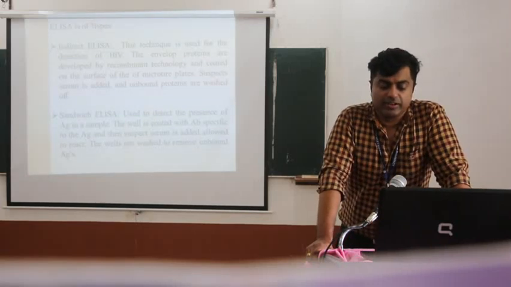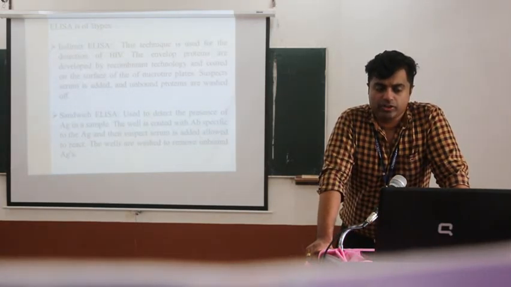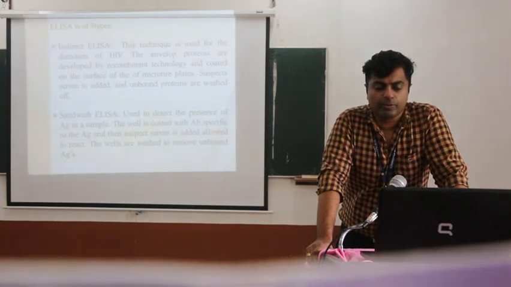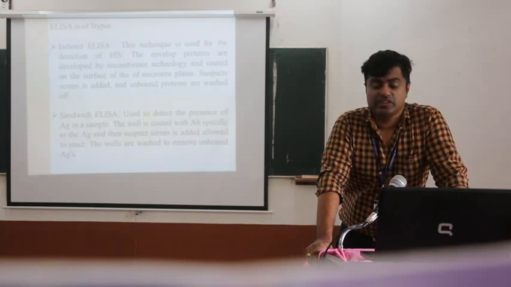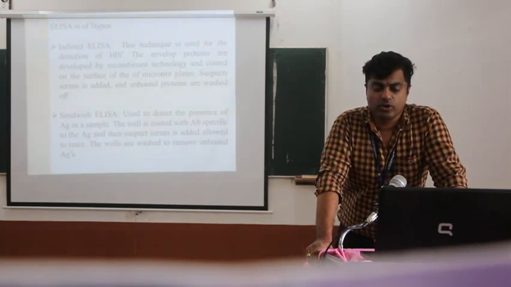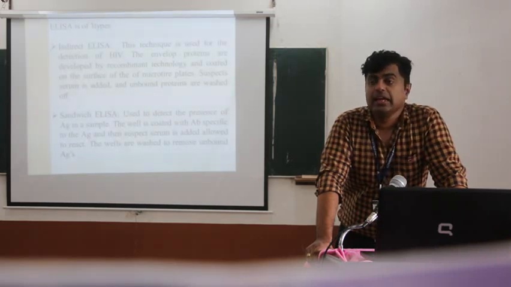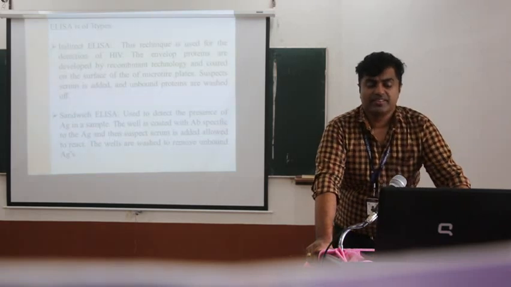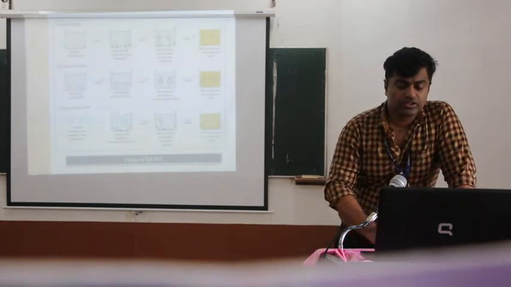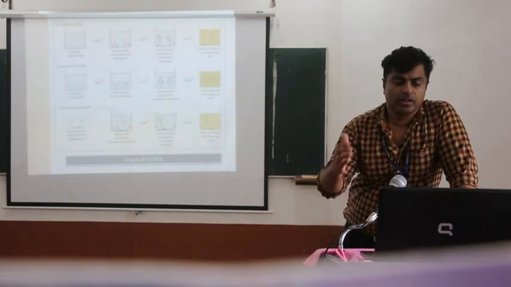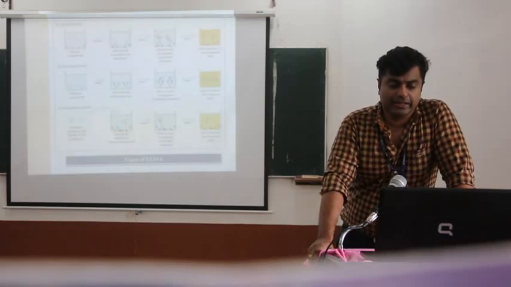The envelope proteins are developed by recombinant technology and coated on the surface of the microtiter plates. Suspect serum is added and the unbound proteins are washed off. That is indirect ELISA. The next one is sandwich ELISA. This is used to detect the presence of antigen in a sample. The well is coated with antibody specific to the antigen and then suspect serum is added, which is allowed to react. The wells are washed to remove the unbound antigen. So this is a diagrammatic representation for indirect ELISA, sandwich ELISA and competitive ELISA.